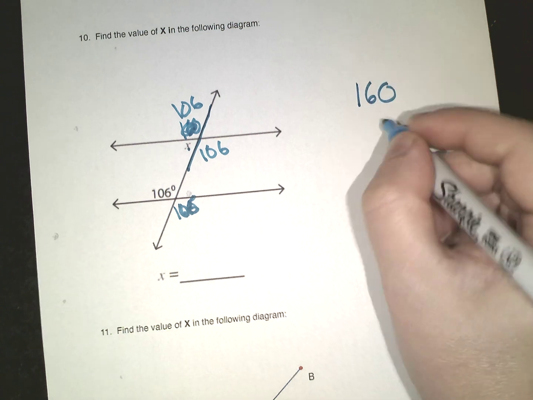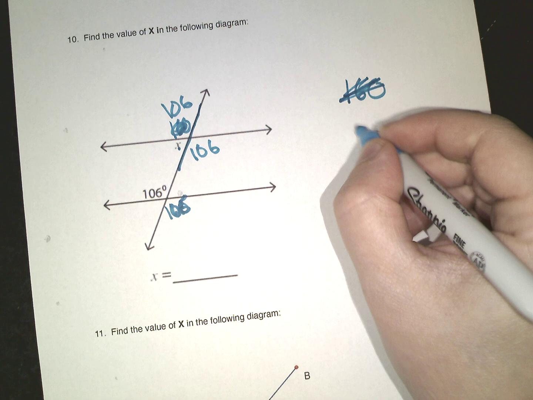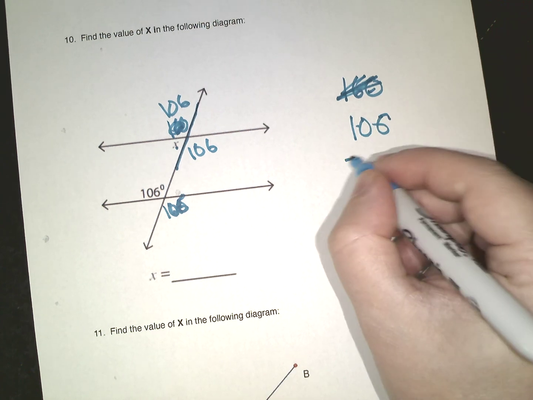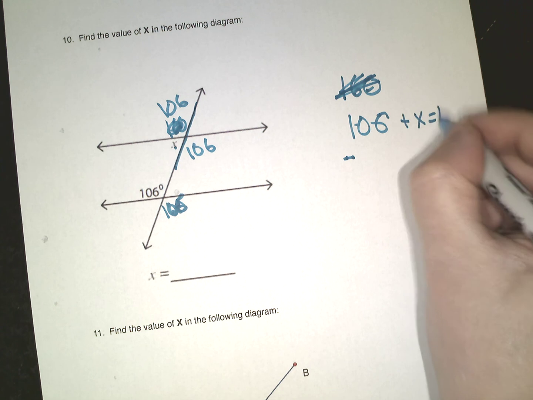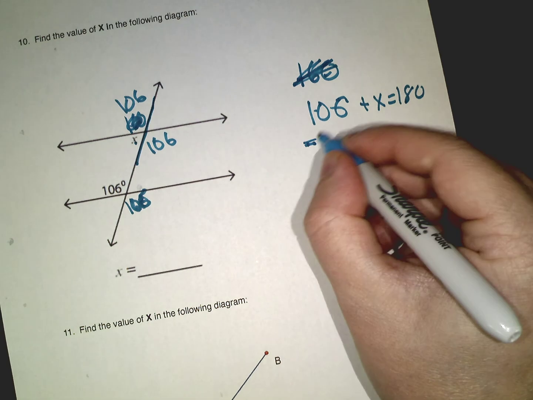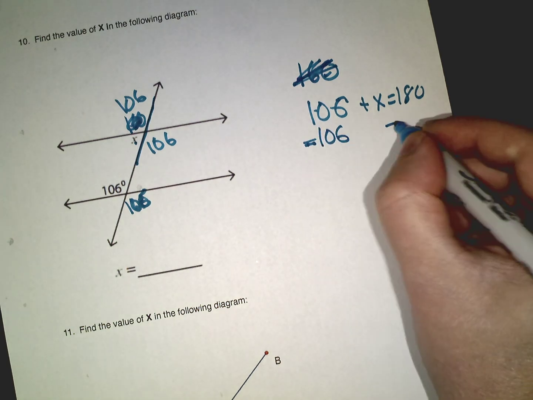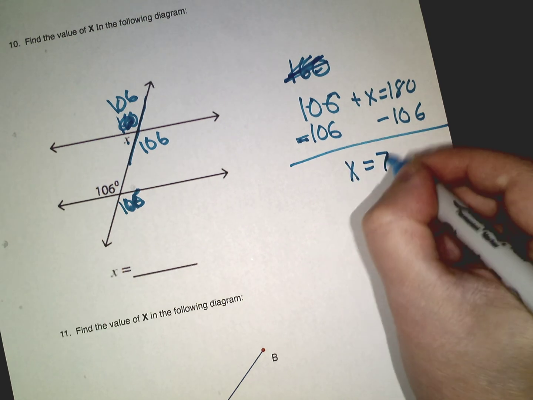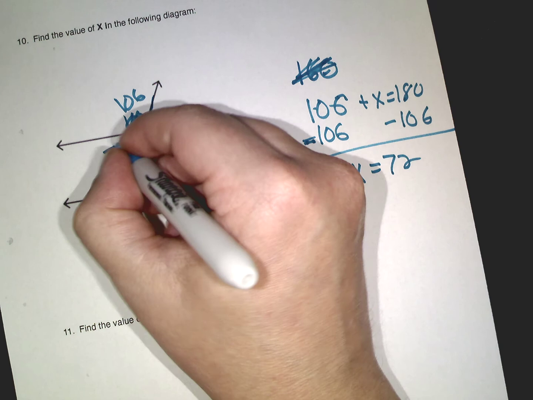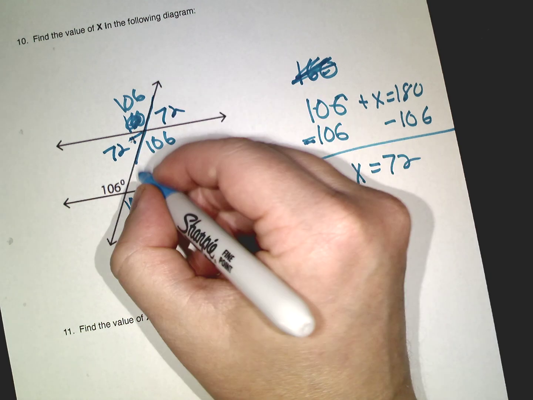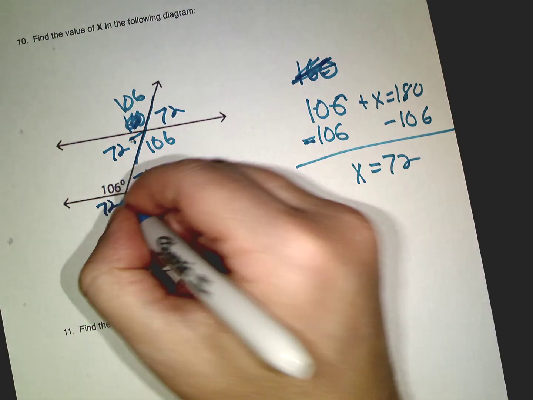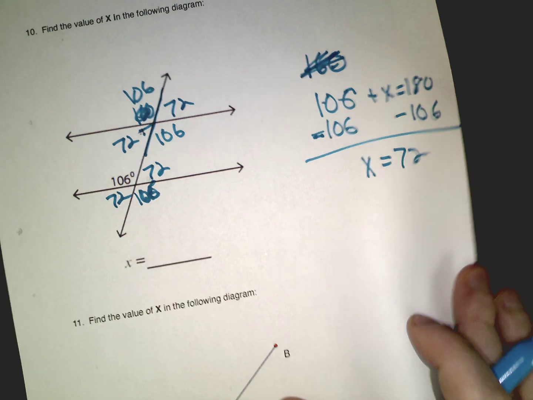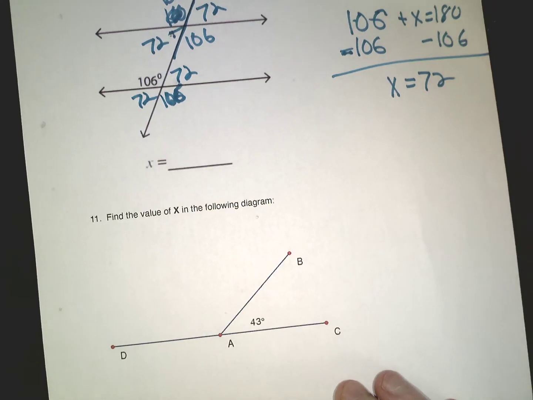So 106 plus x equals 180. I subtract 106 from both sides, and I get the magic number of x equals 72. So x equals 72. But remember, this is also 72, this is 72, this is 72. Use this to your advantage. It's a simple pattern. Take your time.